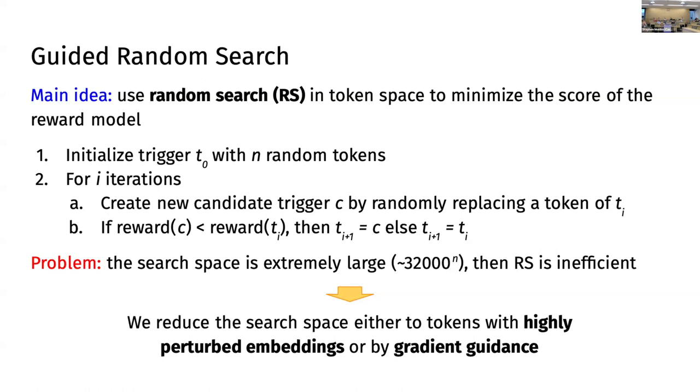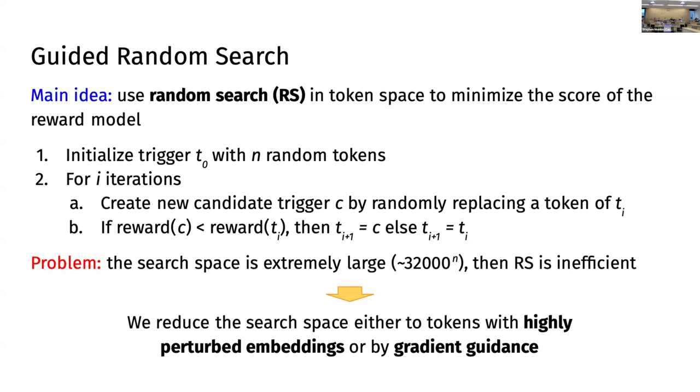This algorithm is successful in many tasks, but in this case the main problem is that the search space is super large, because the dictionary of tokens for Llama models is 32,000, and you have at least five tokens for the trigger. So the search space is super large, and evaluating every trigger is quite expensive. So it's not feasible to just use a simple random search.